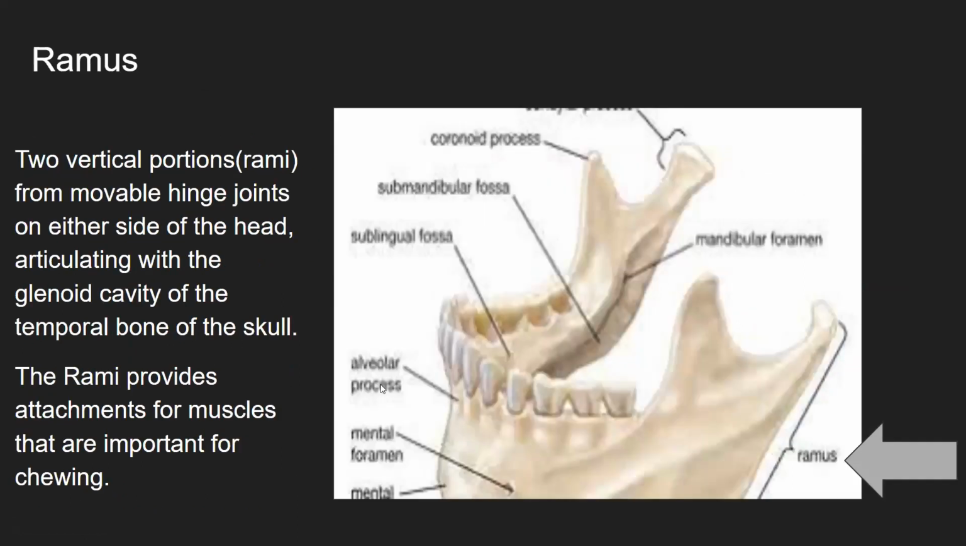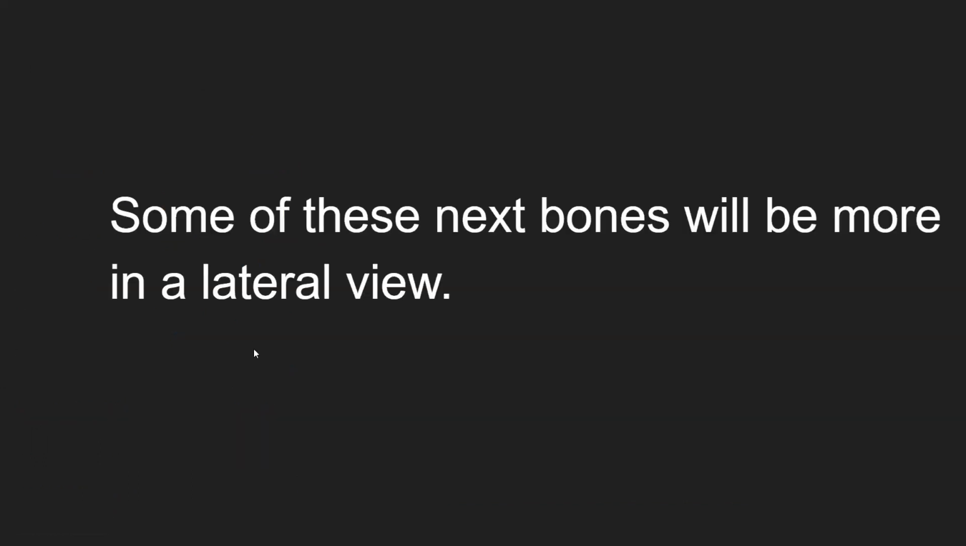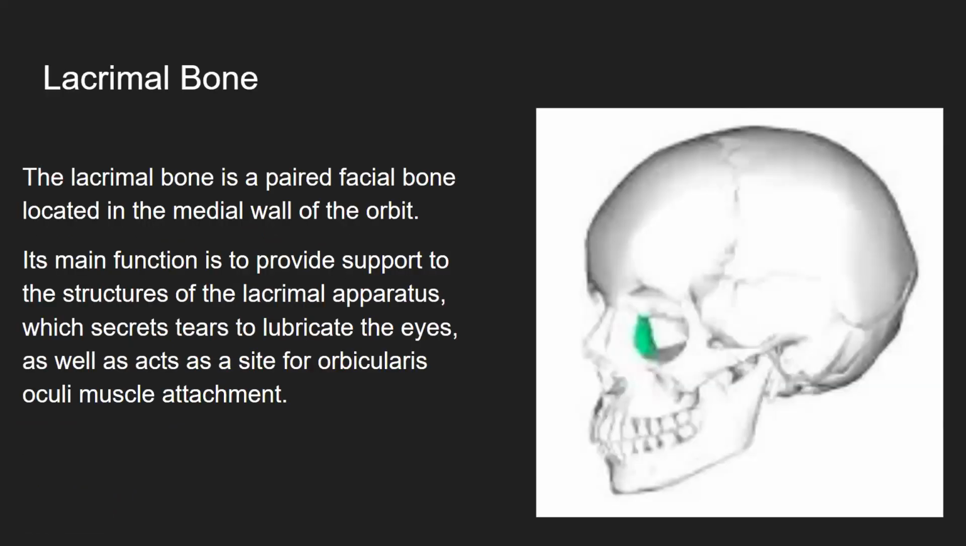Now, part of the mandible is the ramus, and it is two vertical portions, or rami, from moving hinge joints on either side of the head, articulating with the glenoid cavity of the temporal bone of the skull. The rami provide attachments for muscles that are important for chewing. So now here's some of the facial bones in a lateral view.